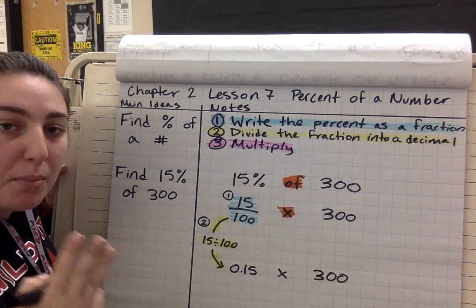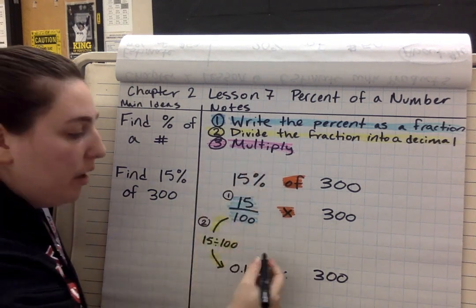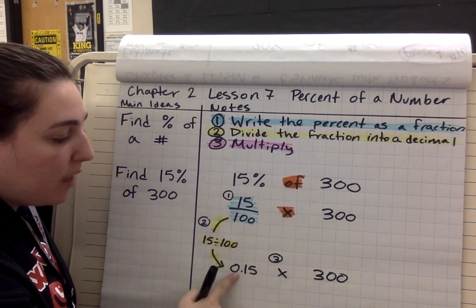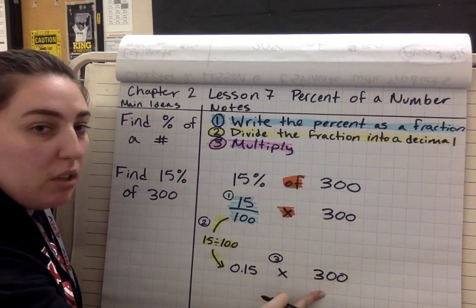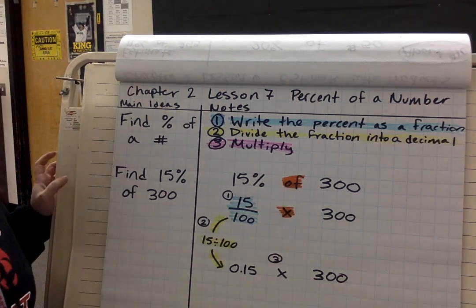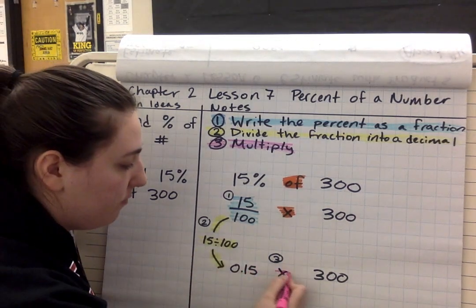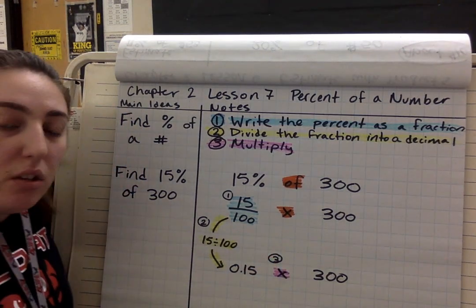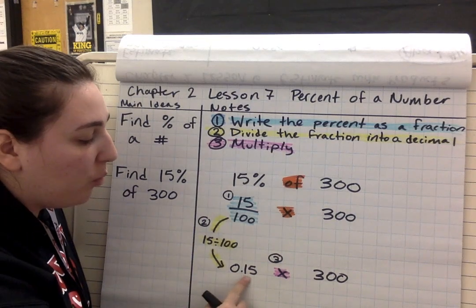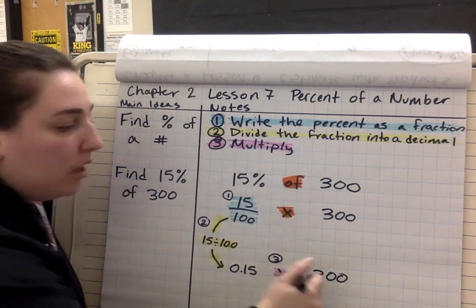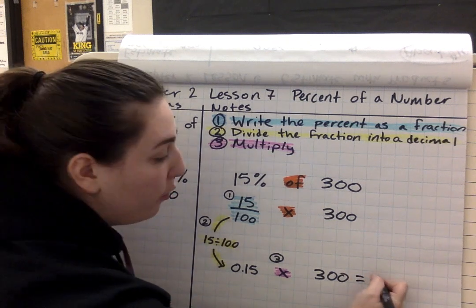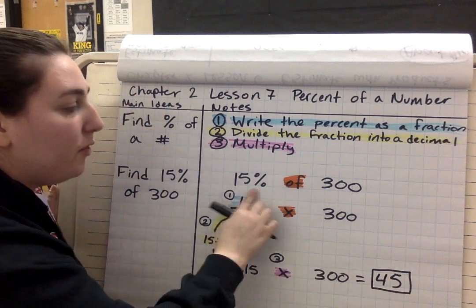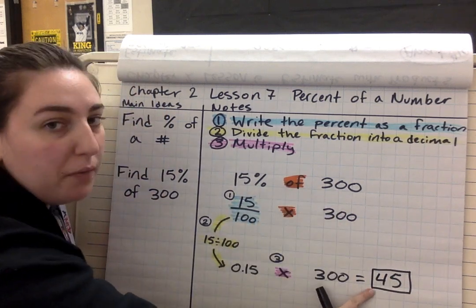Okay, so our third step, the last step, is to multiply. We're going to multiply, put step 3 right here. We're going to multiply our decimal with the original number that we had. So that's step 3. Okay, so if you have a calculator, go ahead and use your calculator. Put 0.15 times 300, and you will get 45. So 15% of 300 is 45.